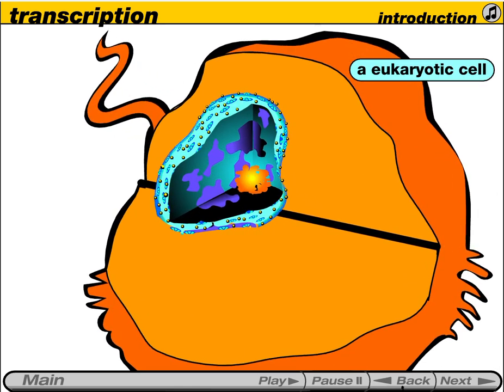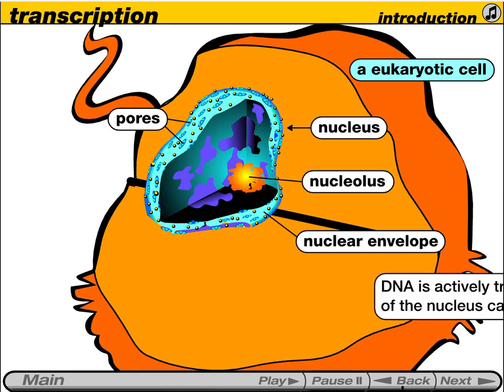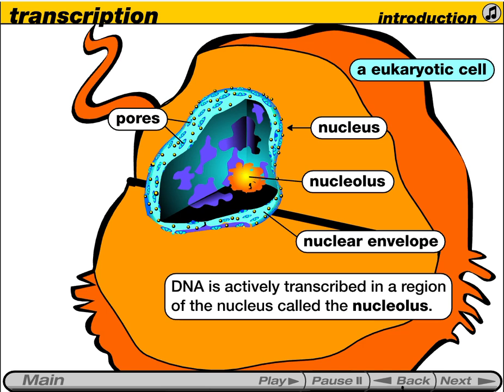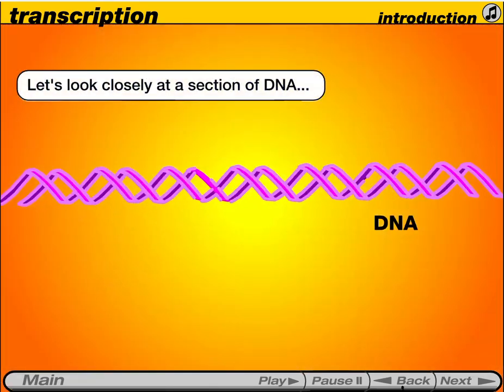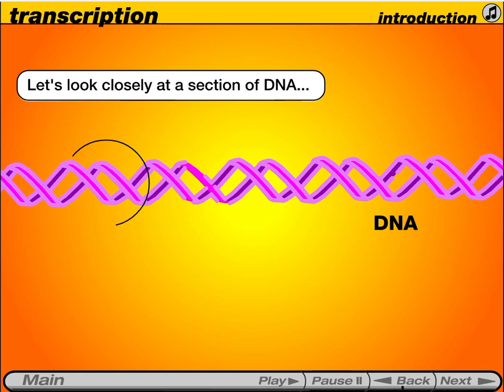This is a eukaryotic cell. DNA is actively transcribed in a region of the nucleus called the nucleolus. Let's look closely at a section of DNA.